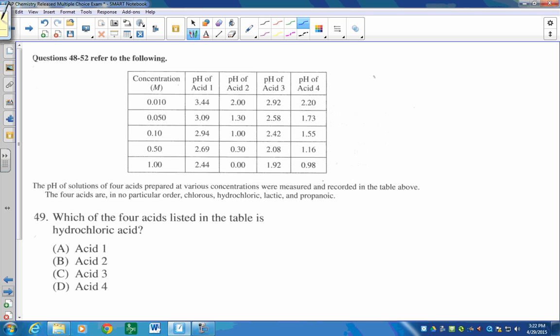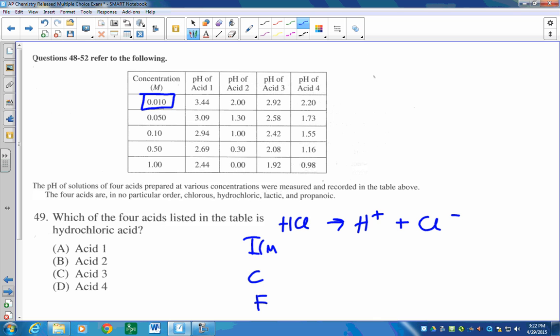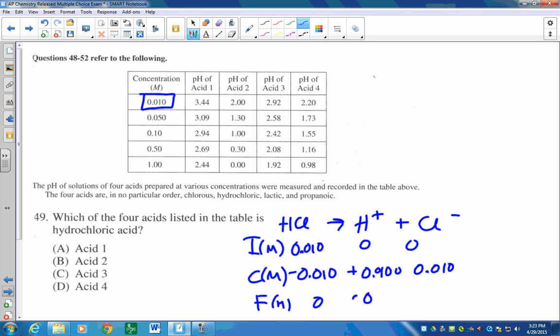This one, which one is hydrochloric acid? So this is what you've got to know. Hydrochloric acid is a strong acid. It dissociates completely. I would pick probably this because it's very easy to take the pH of this. So if we do an ICF chart, and this starts out 0.010 molar, and then there is no X. We know that strong acids dissociate completely. It's no variable. We know what it is. And so this is going to go away, and this is going to drop to 0. And this is a 1-to-1-to-1 mole ratio. So this is 0.010, and this is 0.010.